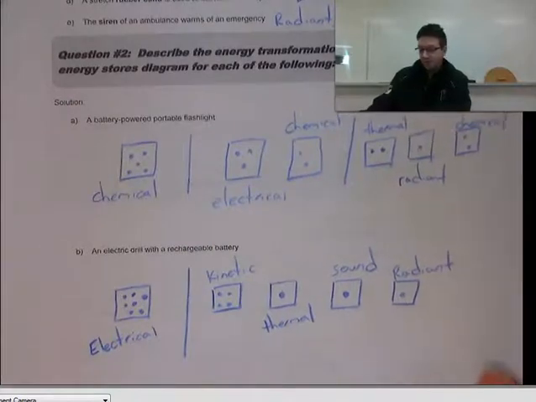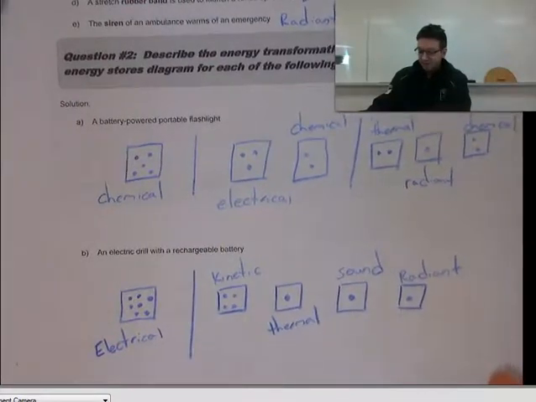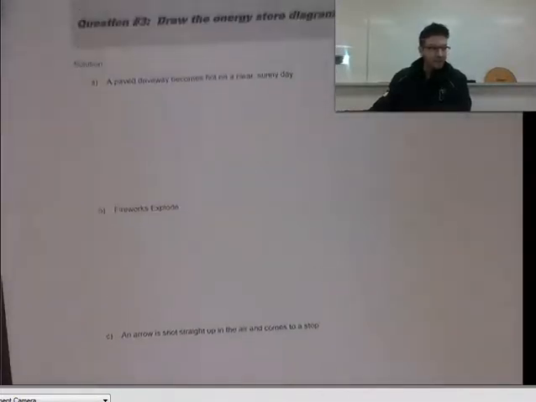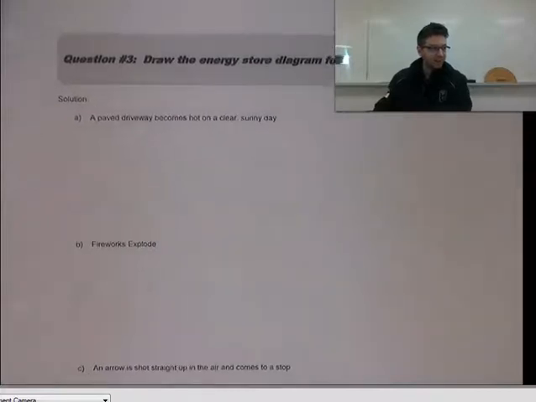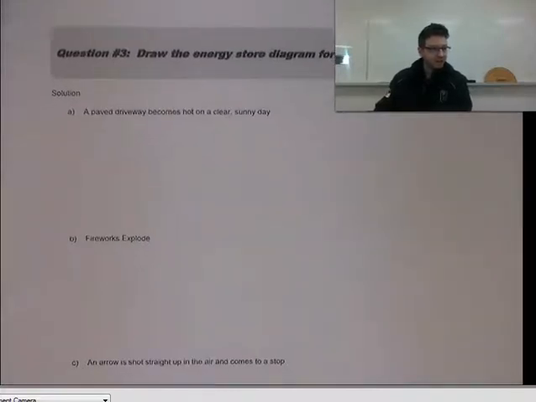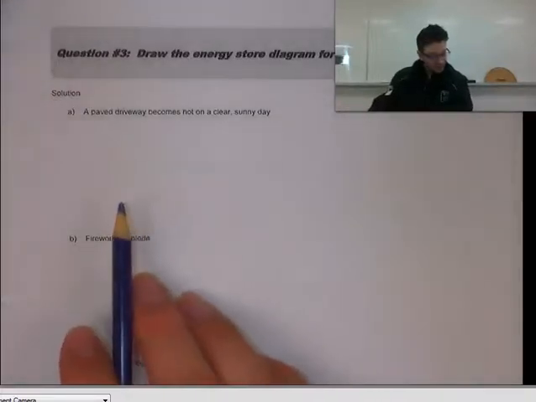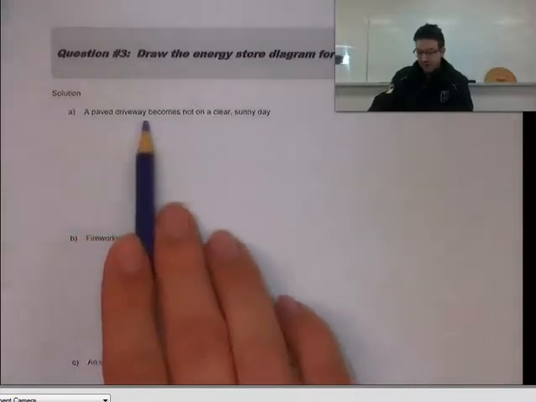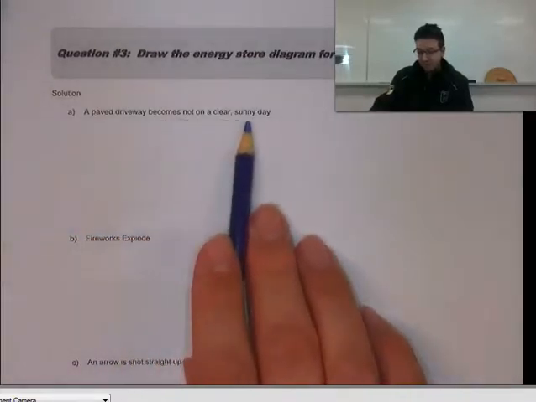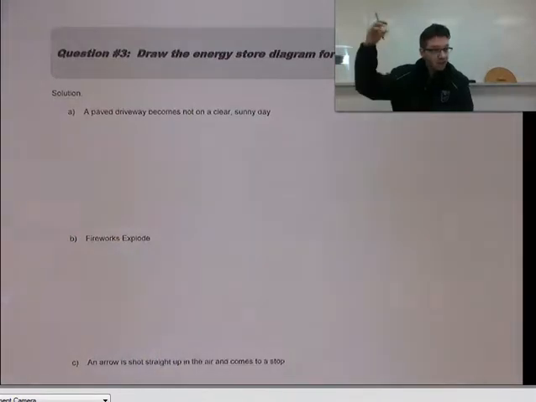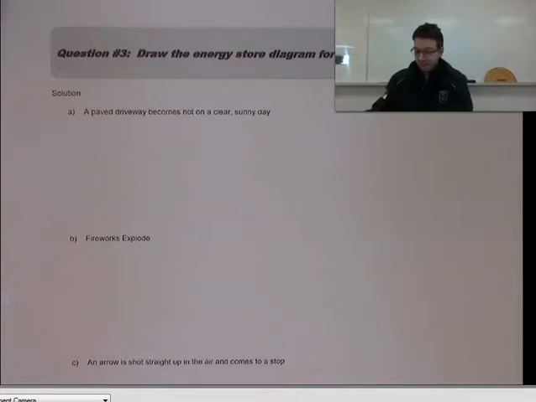So what I want you to do is continue to try these. On our last page, question number 3 is the same thing. You're going to draw these energy store diagrams to show how energy is transferred from one thing to another. In this case, we have a paved driveway that becomes hot on a clear sunny day. Energy from the sun is radiant. It hits the pavement. I'll let you guys finish.